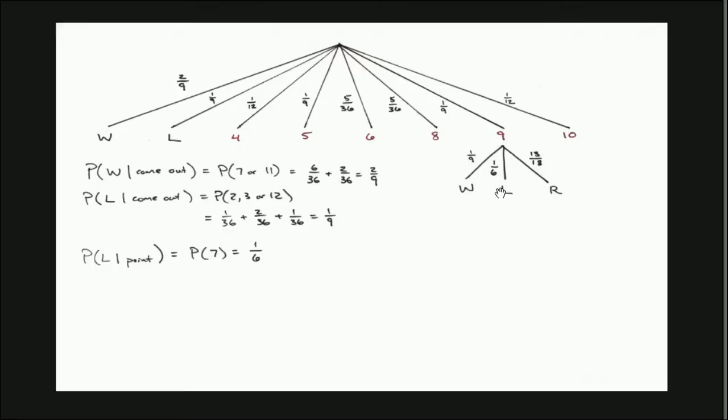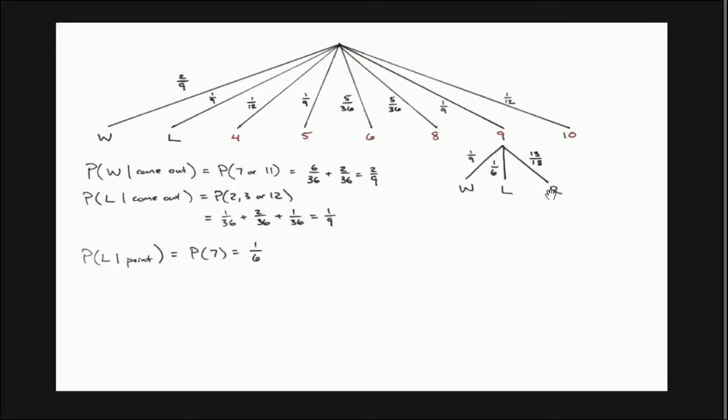The probability of losing is the probability of a 7, so we get 1/6. And the remaining probability of having to roll again is 1 minus 1/9 minus 1/6, so we get 13/18 for having to roll again. Now, the interesting part of this game is, who says that we have to roll again?